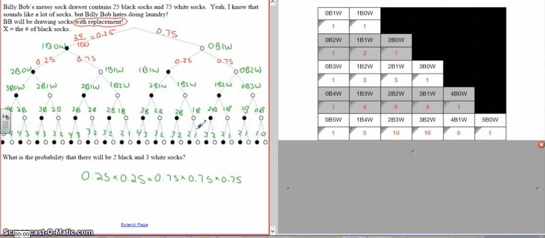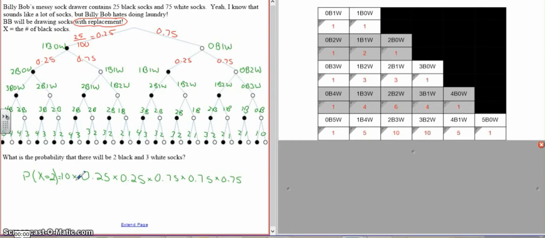But then we need to know the number of branches that satisfy this condition. So the number of branches for 2 black socks would be 10, so you would have to multiply this by 10. So the probability that the number of black socks is equal to 2 would be equal to this.